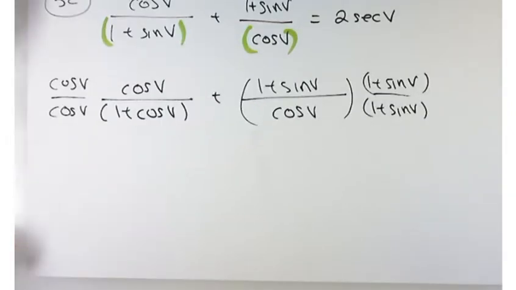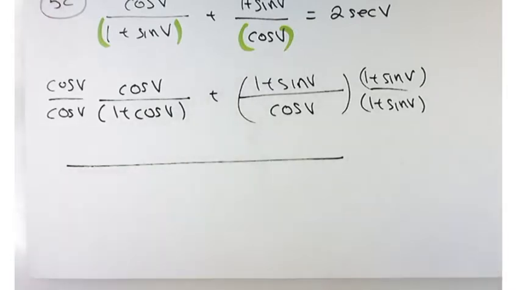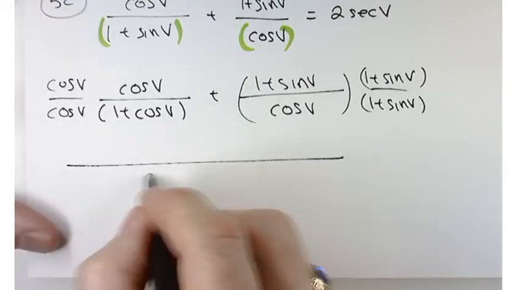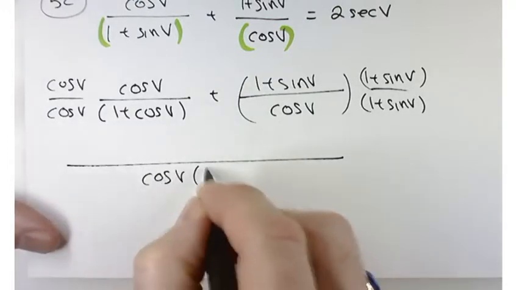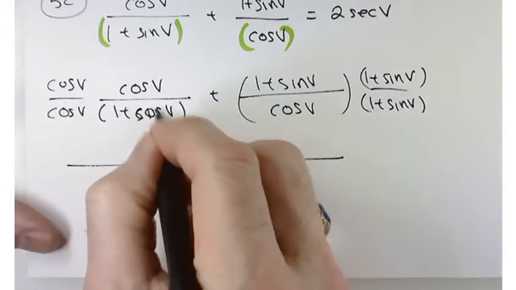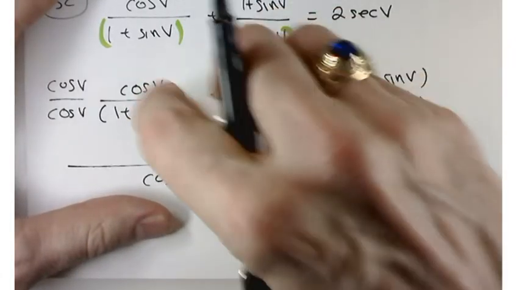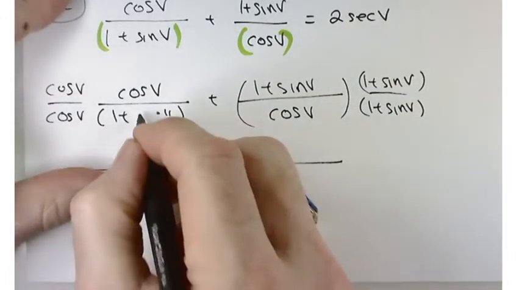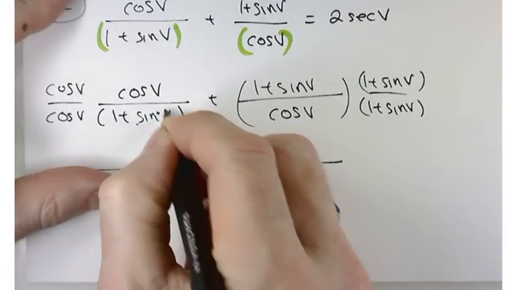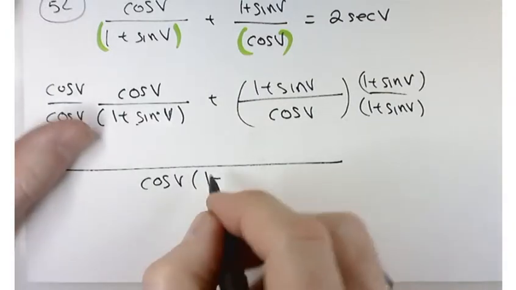Okay, so this is going to give me one big happy denominator. Let me just write it all together as one fraction. Cosine of v times 1 plus, this should be a sine of v. Thank you. Sine of v. Yeah, 1 plus sine of v.